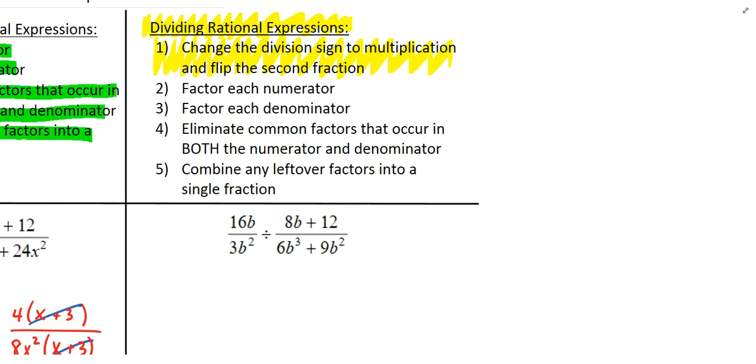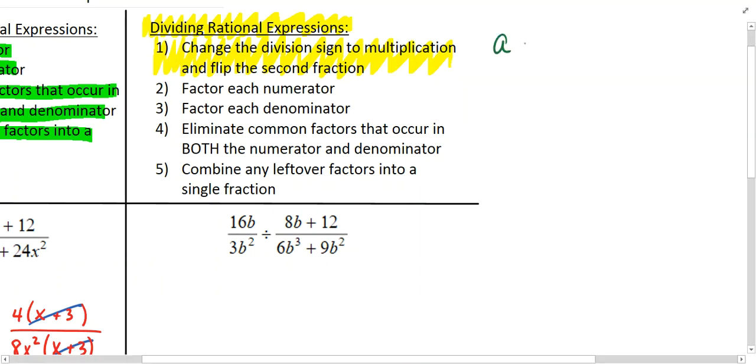Now, if I had two numbers, say a and b, then if I needed to have a divided by b, I could write it as a times 1 over b, or 1 divided by b.